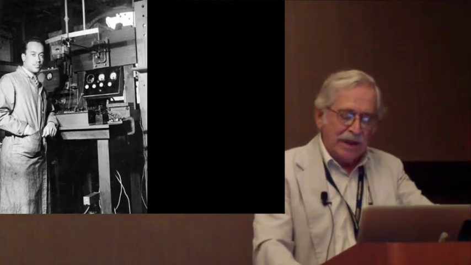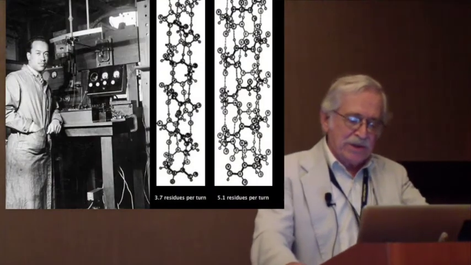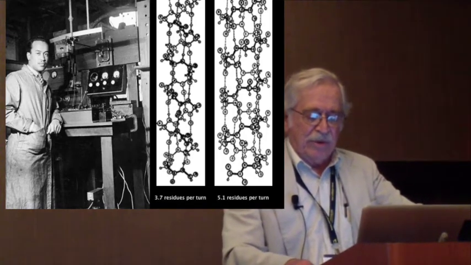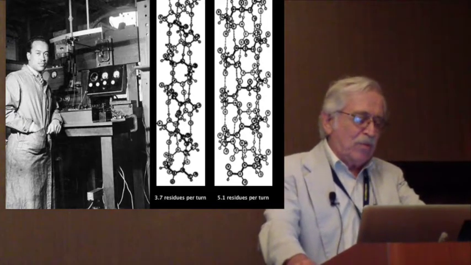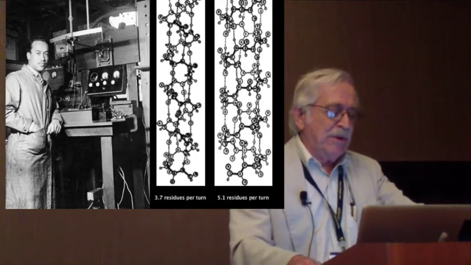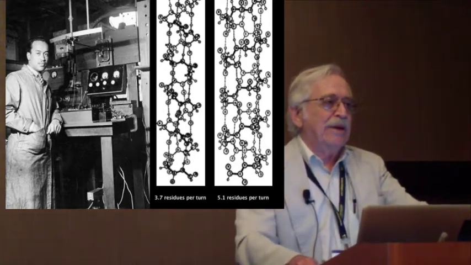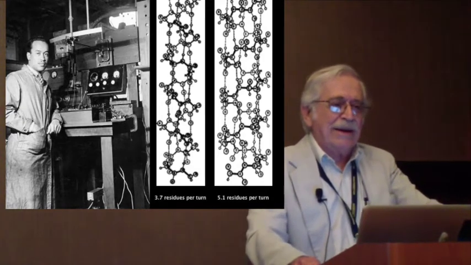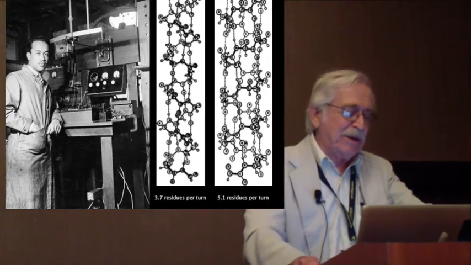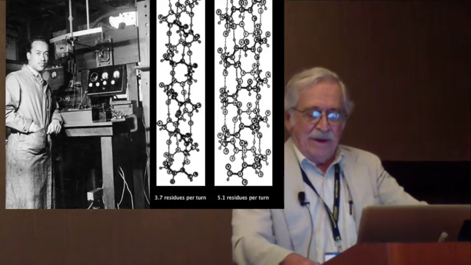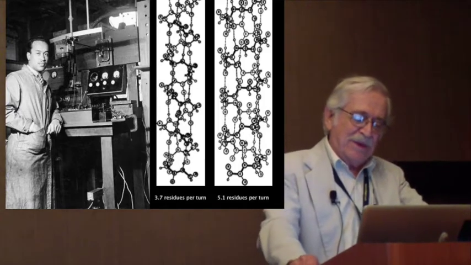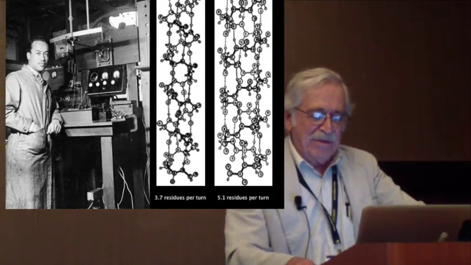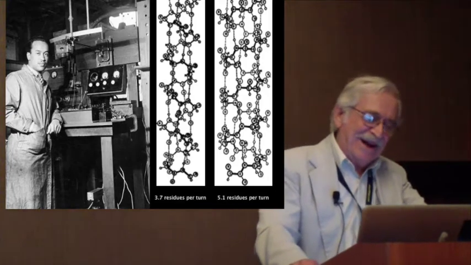reasonable hydrogen bonds. And Branson came up with two models, one with 3.7 residues per turn and the other with 5.1 residues per turn. Branson remembered that when Pauling saw these models, he said they're too tight. So he said, go back and try to find some looser packing arrangement. But when Corey saw the models, he remarked, I'll be damned.